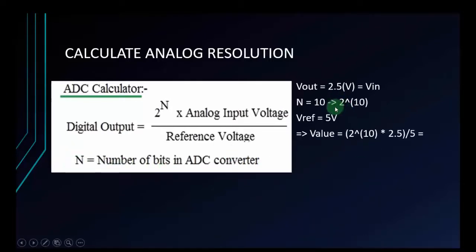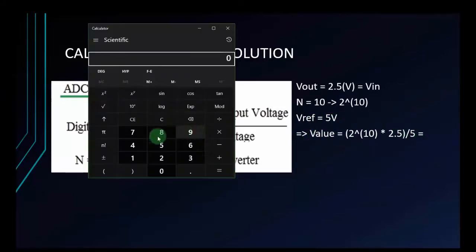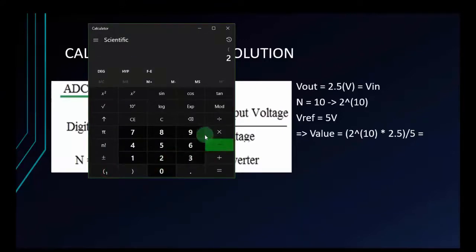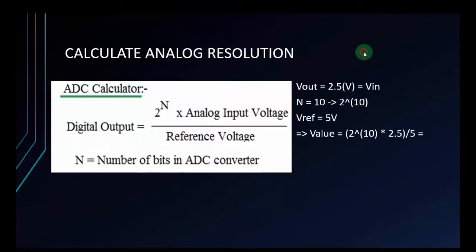And I have a script right here. The V-out is 2.5 volts, n is 10 bits, and the reference voltage is 5 volts. Summarizing the values like this, I will calculate it. 2 to the power 10, then multiply by 2.5, and then divide by 5 is 512. Okay, that's it, 512. When we input 2.5 volts to the Arduino, we get 512.